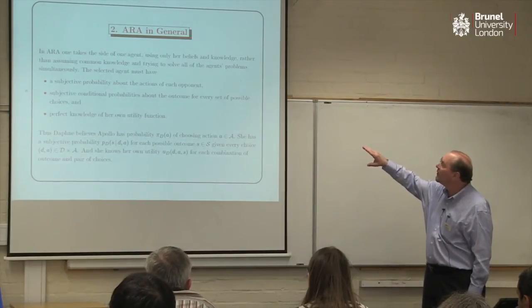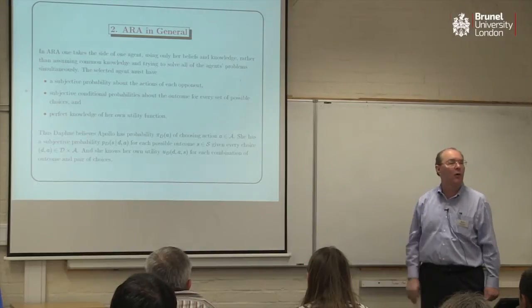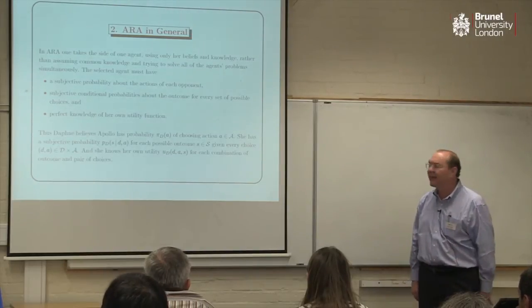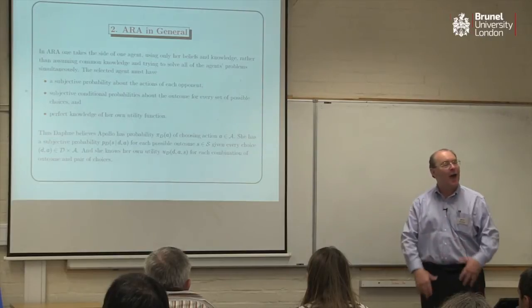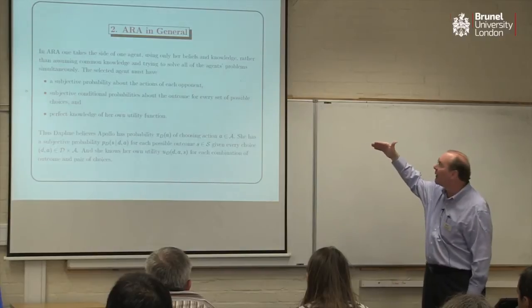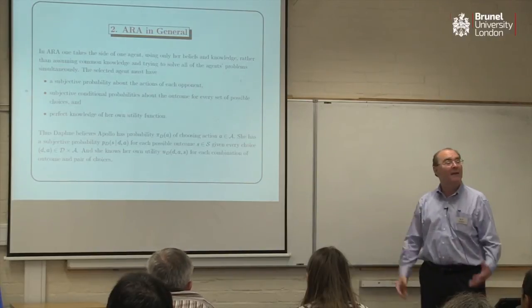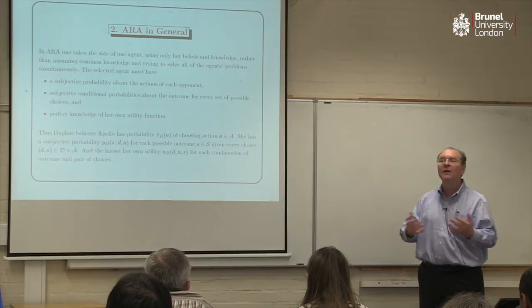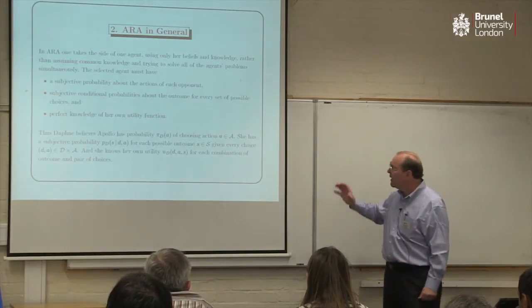There are going to be subjective conditional probabilities about the outcomes of all of these things. If he smuggles a bomb onto the plane, will he be successful in detonating it? How many people will die? How much will it cost? So those would be the probabilities conditional on all the possible actions. And finally, I have to know what my own utility function is. I have to know how much I value different outcomes.